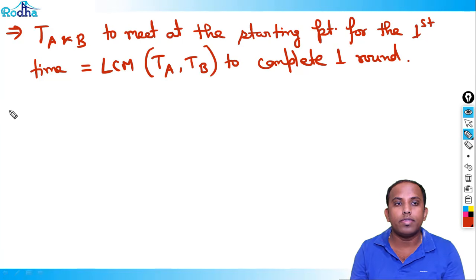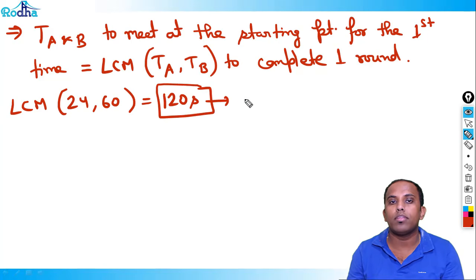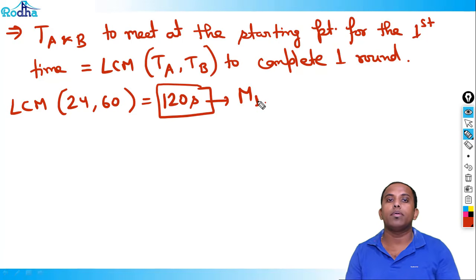Okay, so what is the LCM? LCM is basically the LCM of 24 and 60. That is equal to 120 seconds. Okay, and this is for the first time, right? This is their first meeting time, M1.